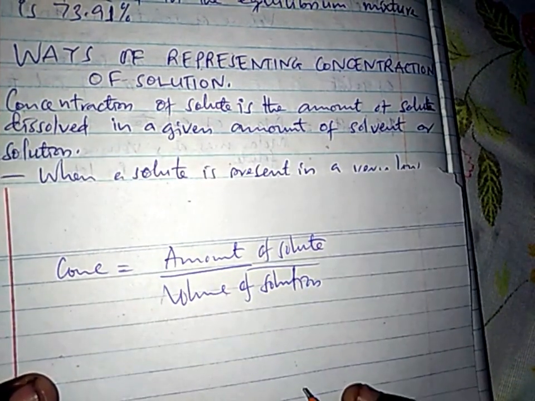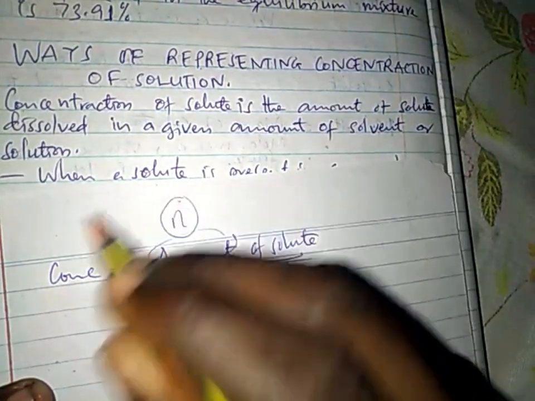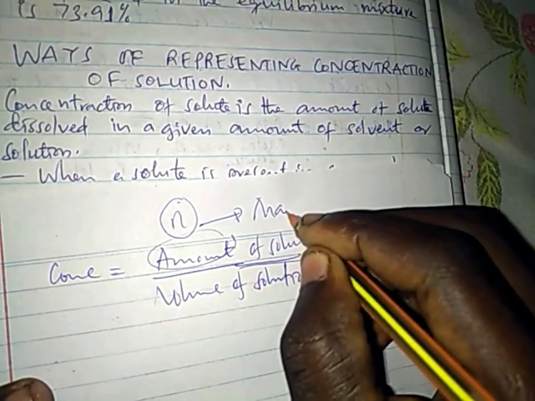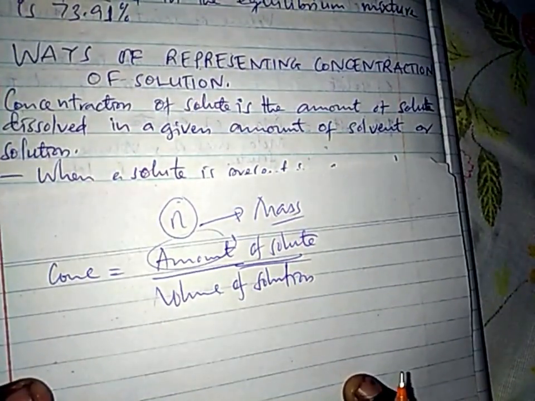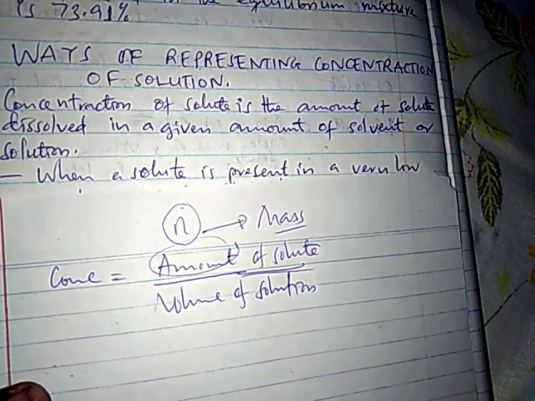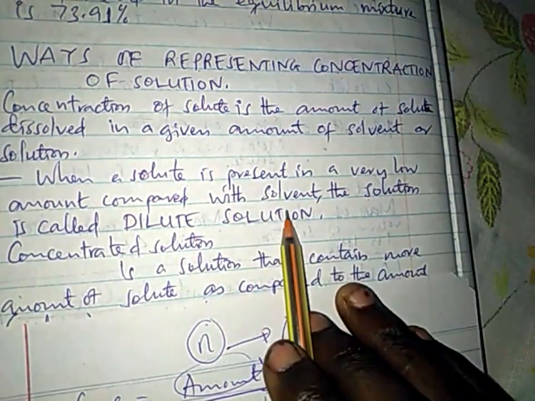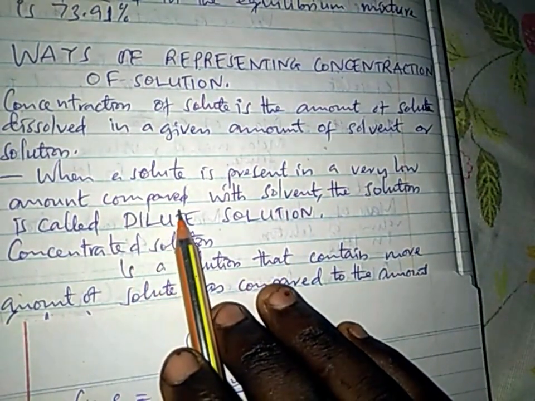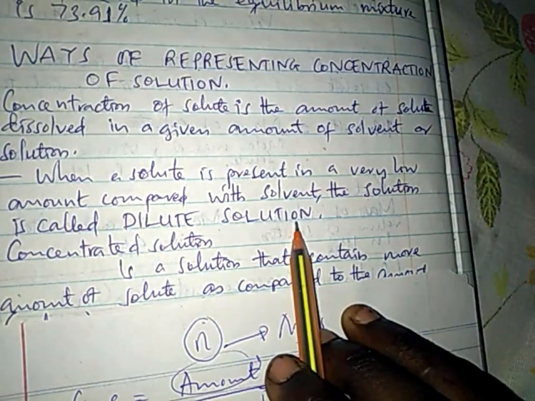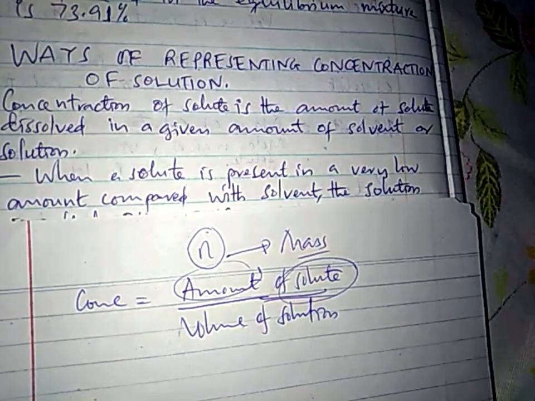But sometimes this amount of substance can be represented as a number of moles, and sometimes the amount of substance is taken in terms of mass, in grams. So depending on whether the amount of substance is taken as a number of moles or as mass, we have two types of concentrations. When a solute is present in a very low amount compared with the solvent, the solution is called a dilute solution. So a dilute solution is one in which the solute is small.